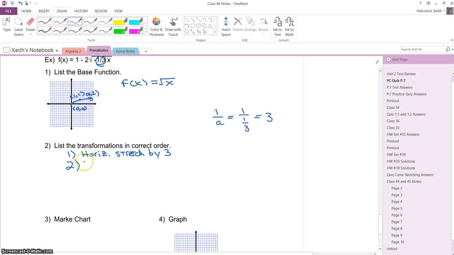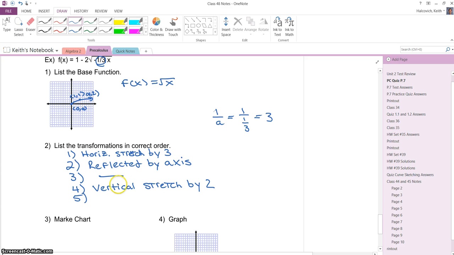Number 2, it's going to be reflected because of the negative sign right here by the y-axis, or across the y-axis would be another way. There is no horizontal shift, so that doesn't occur. And then remember, the fourth thing that you would do is a vertical stretch. And in this case, there is a vertical stretch by a factor of 2.